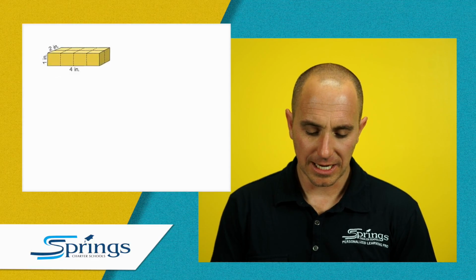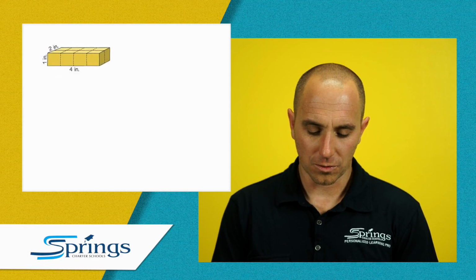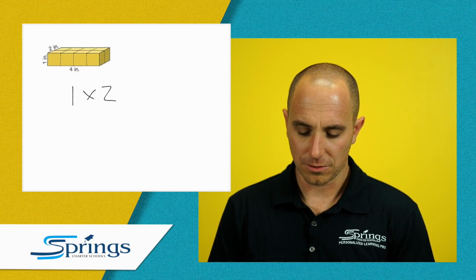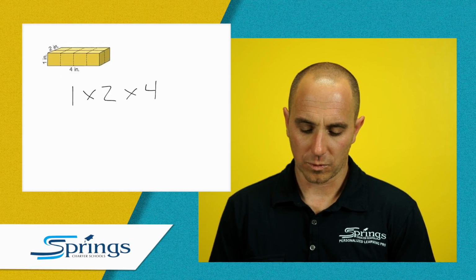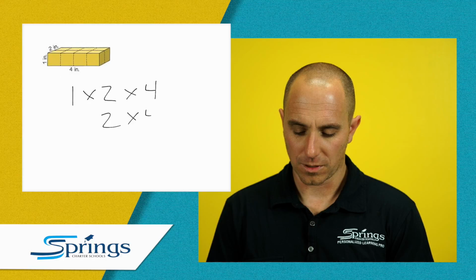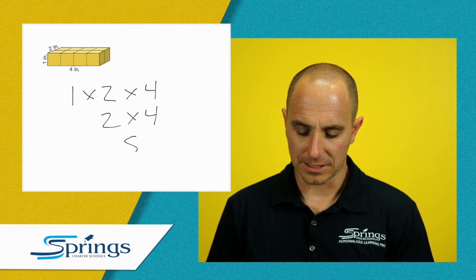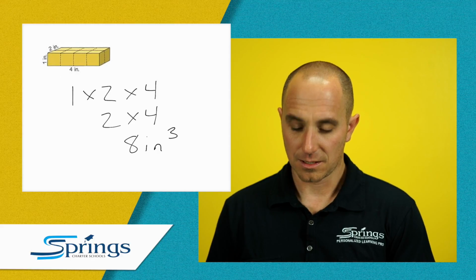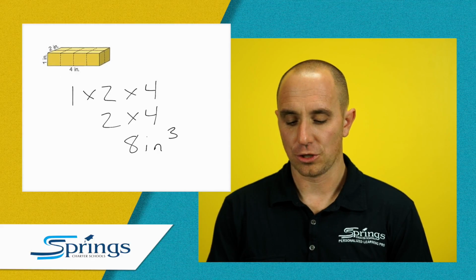In this one, you can see I have 1, 2, and 4. So 1 times 2 times 4. Well, 1 times 2 is 2, times 4, and 2 times 4 is 8. So I have 8, and again, inches, because that's the measurement provided, 8 inches cubed.